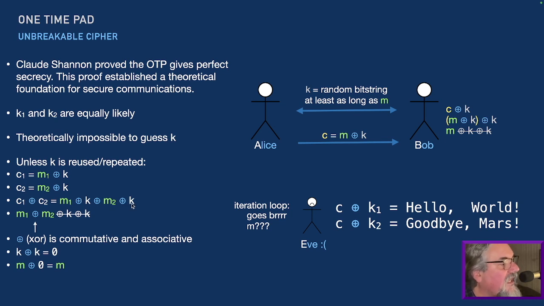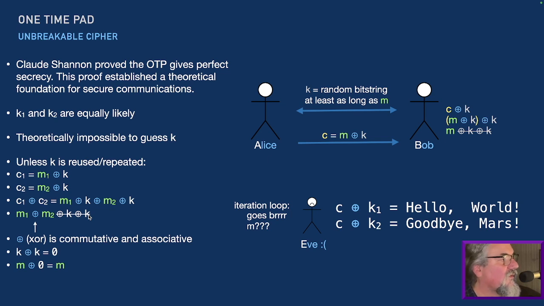Because they use the same K, and because of these commutative and associative properties, Eve can throw the Ks around. So move this K to the end, then we have K XOR K at the end. So K XOR K XORs out. So left is only M1 XOR M2, and no signs of the keys are left. So this is pretty scary stuff, right? So just by reusing the same key, K, twice, all security went out the window.